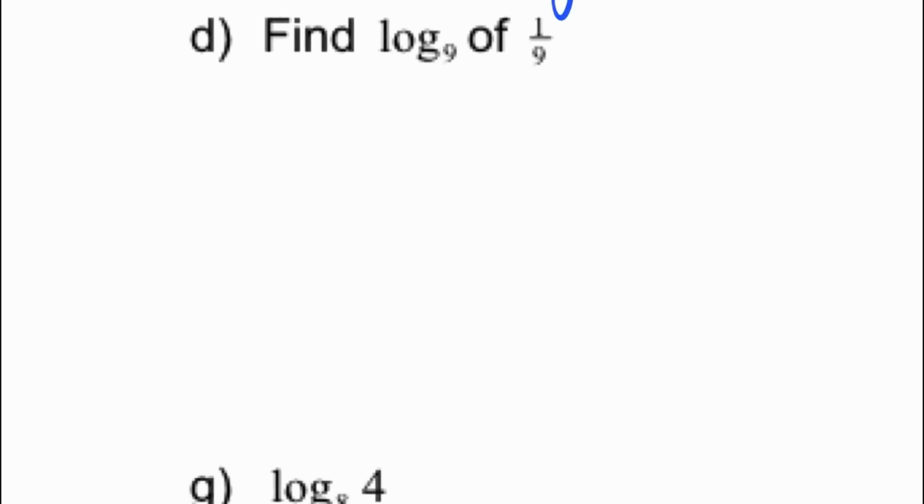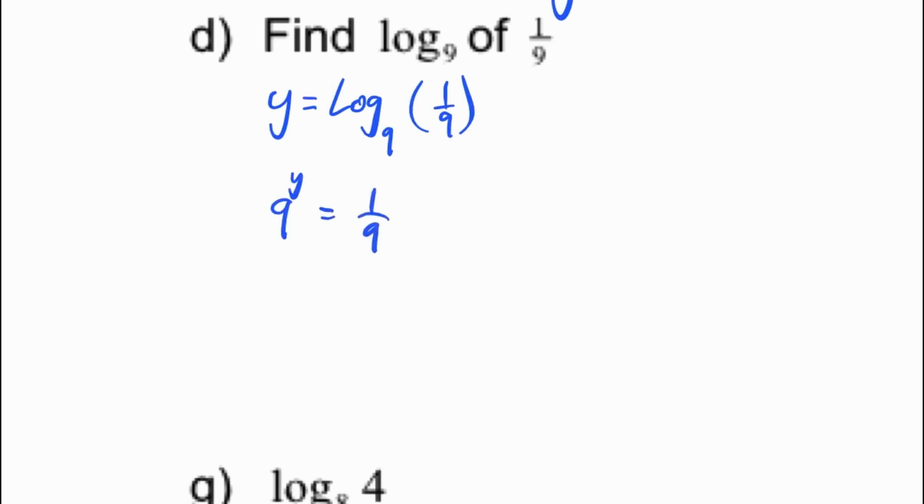So we want to find log base 9 of 1 over 9. So let's translate that into better notation. So y equals log base 9 of 1 over 9. All right, so now let's get this into a more familiar notation. So this will be 9 to the exponent y is equal to 1 over 9. Now, if you recall, 1 over 9 is just the same as 9 to the negative 1, because 1 over 9 is a reciprocal, which is 1 over 9 or 9 to the negative 1. Well, therefore, y must be equal to negative 1.